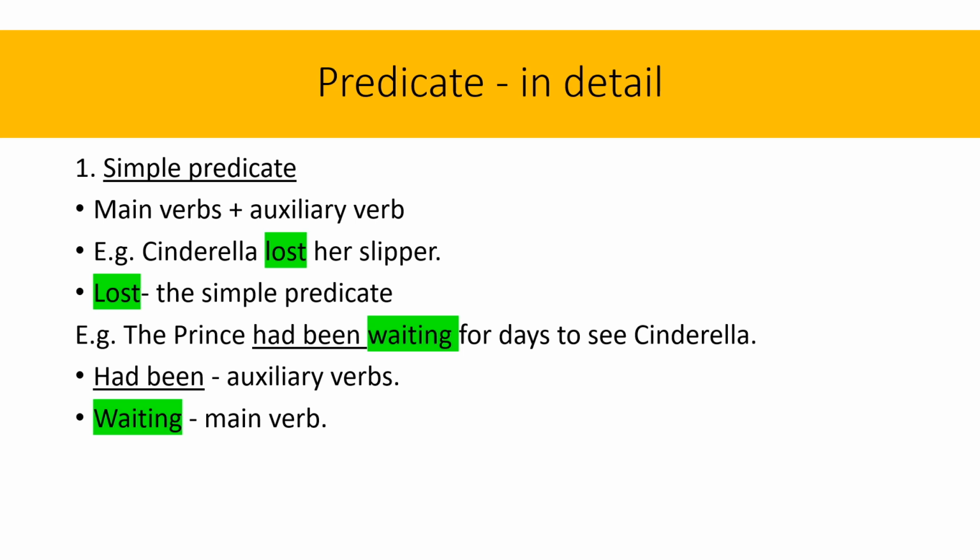This is easy and how you would usually be taught predicates, but it can also look like this. The prince had been waiting for days to see Cinderella. As we know about verbs, had been is actually an auxiliary verb and waiting is the main verb. So this is how we explain simple predicates. It can also have your main verb plus your auxiliary verb. Let's look at more examples on the next slide.